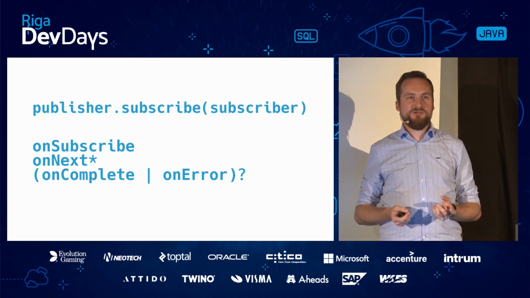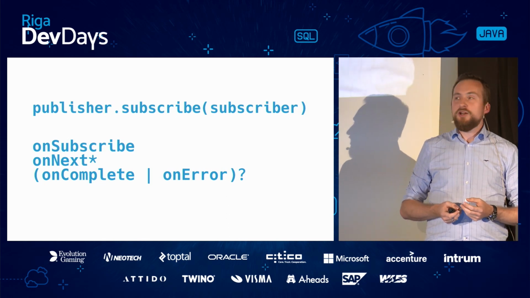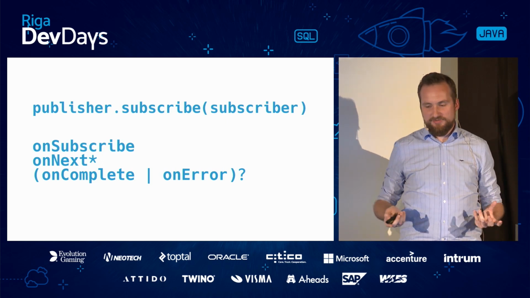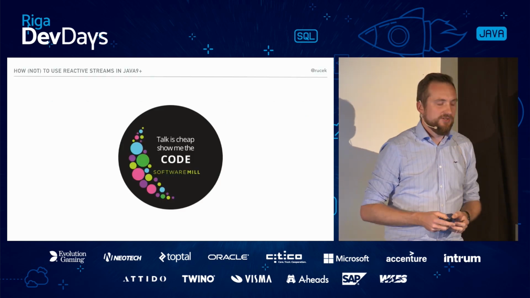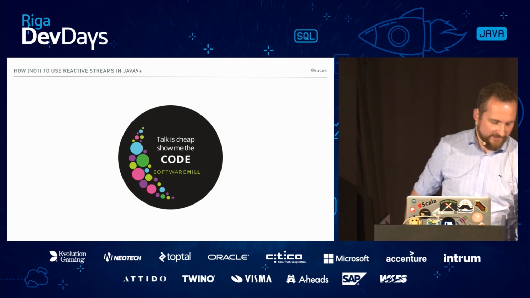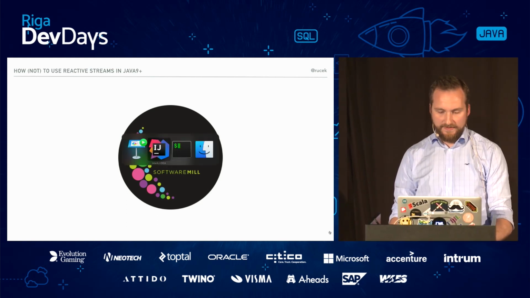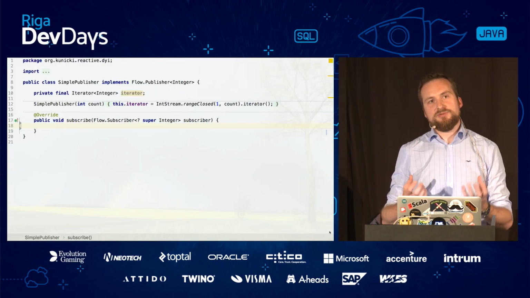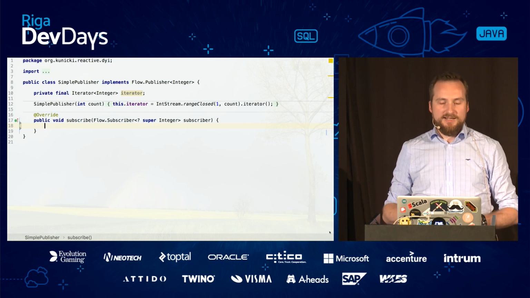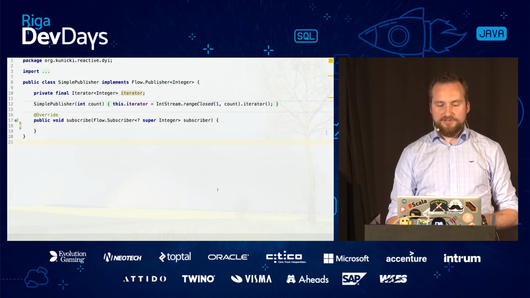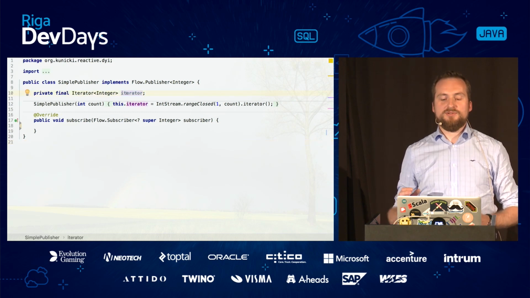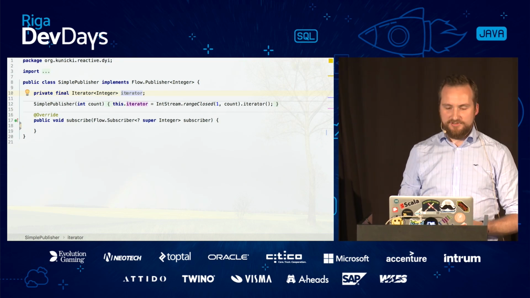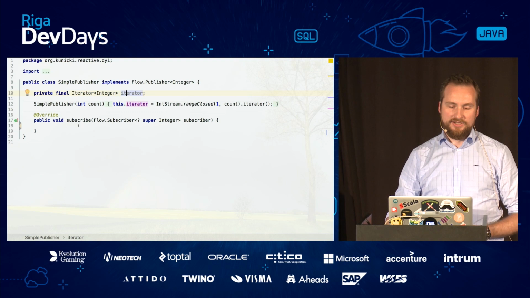Now, since most of you here are developers, I suppose, when you see such simple interfaces, the first thing that comes to your mind is probably to implement them. So let's try to do it and see how easy it is. What we are going to do now is implement a simple publisher that has an iterator of integers, and when a subscriber connects, the publisher emits the data from the iterator to the downstream, to the subscriber.